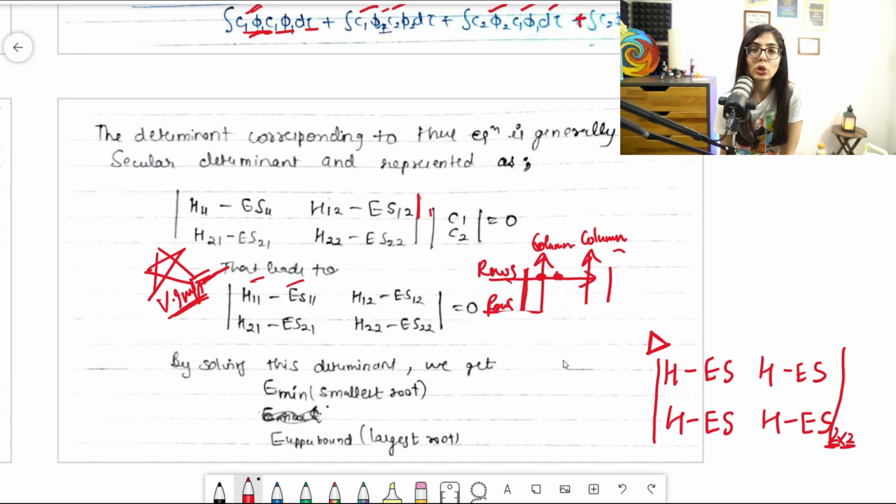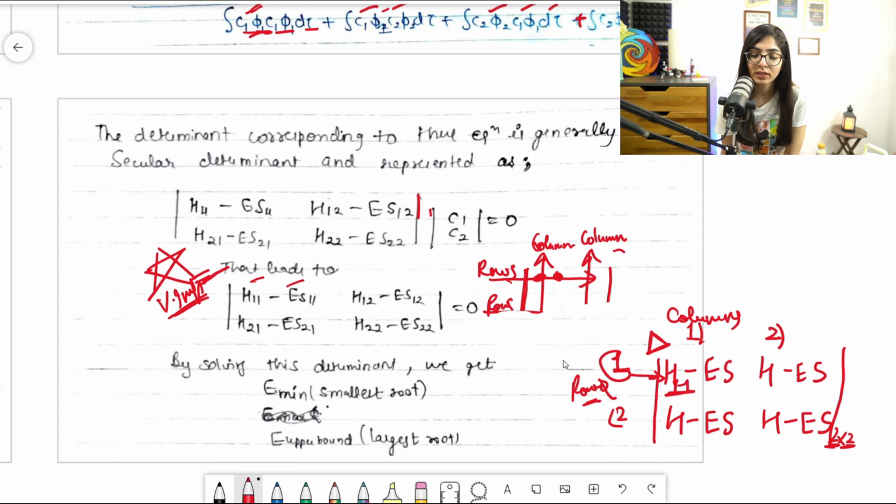I told you how to do the numbering. First rows and then columns. What is this? This is first row, this is second row. And this is first column and this is second column. I'm writing over here columns and this is rows. So the row is the first number and then the column.